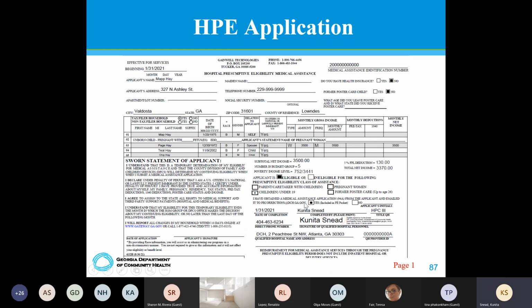Even though the parents were ineligible, the children were still eligible. So the only box we're going to check is eligible. They were eligible for children under 19. They were not eligible for parent caretaker. They were eligible for children under 19.